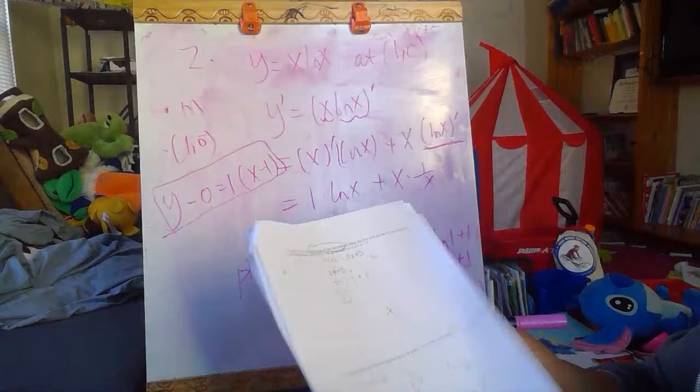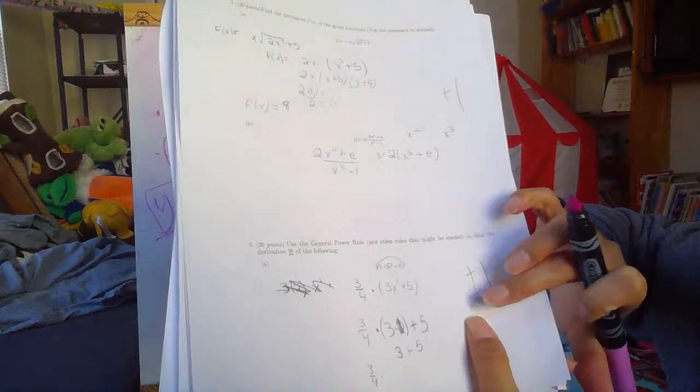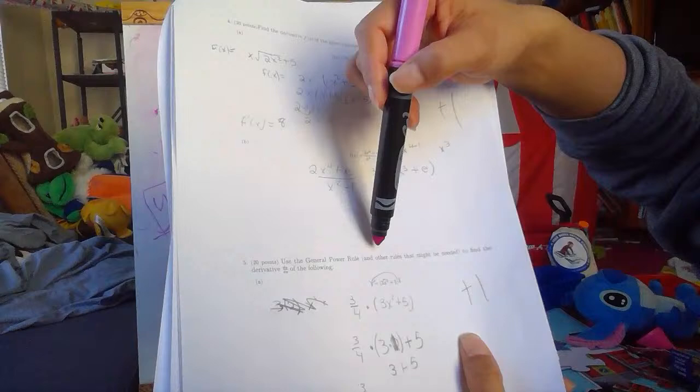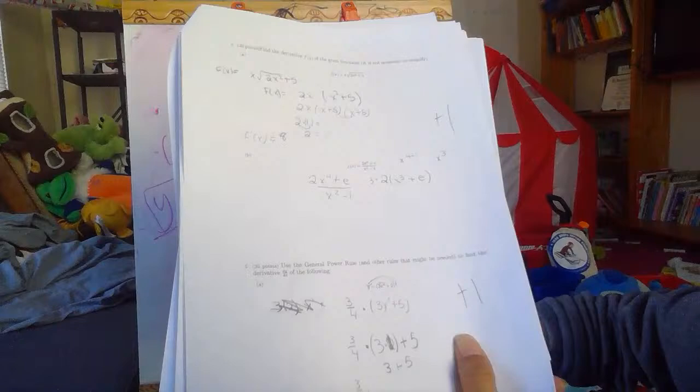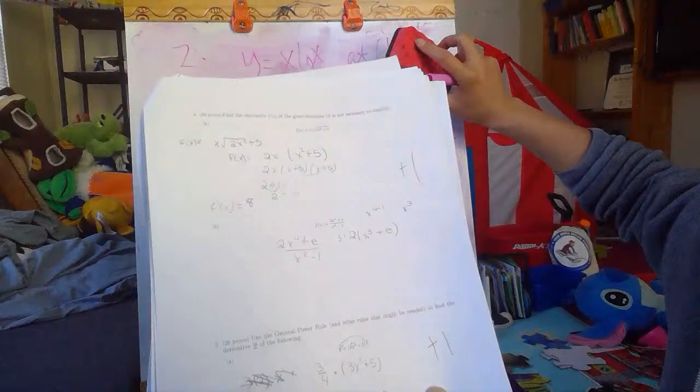Another very common mistake is in problem five. In problem five, I already told students to use the general power rule to find the derivative. When you use the general power rule, you need to know the formula for it. Okay, so now I erase the board. You try to find what the general power rule is.